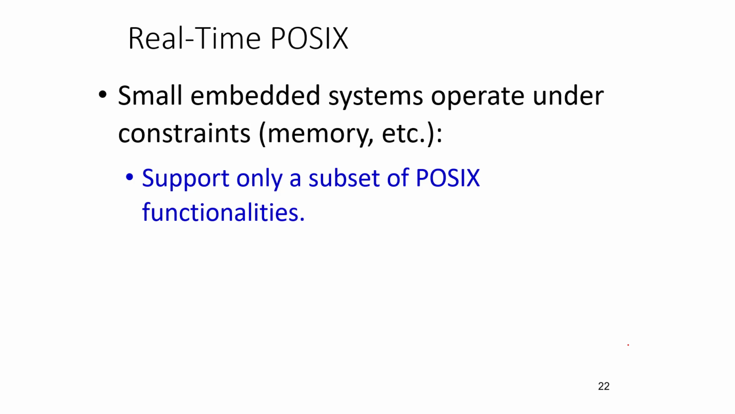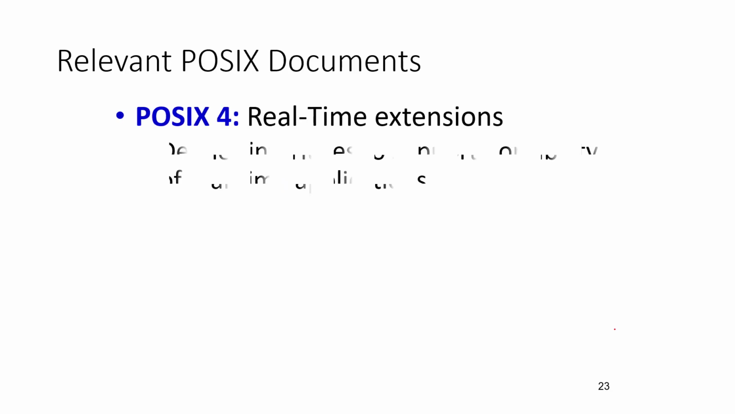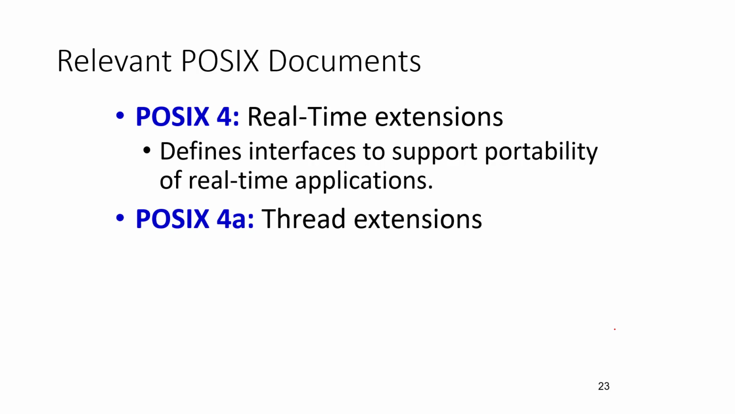Many small embedded systems operate under a lot of constraints. They will not support all of POSIX, but a few of POSIX's functionalities. That is why the real-time working group identified four application environment profiles, also called AEPs in real-time terminology, for when and how we should implement which subset of POSIX. The relevant POSIX document, as I said, is POSIX 4, which defines the interfaces to support the portability of real-time applications.